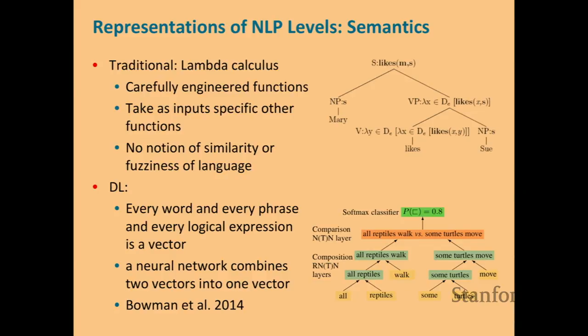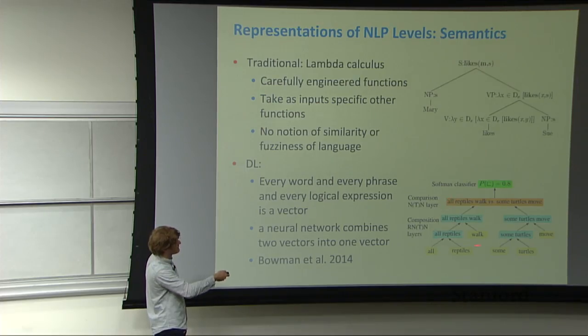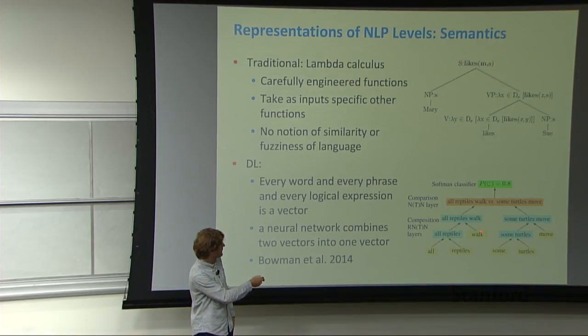What's amazing now is with deep learning, everything will be a vector. So you have every word, like all reptiles walk, everything here is a vector. And you just combine different words with a neural network, and we'll learn about that next week, into another vector, and you keep combining vectors. In the end, you just have a classifier, a standard machine learning classifier that takes the final vectors of all of these words and just says, are those in a specific relationship? So if all reptiles walk, does that mean that some turtles move?